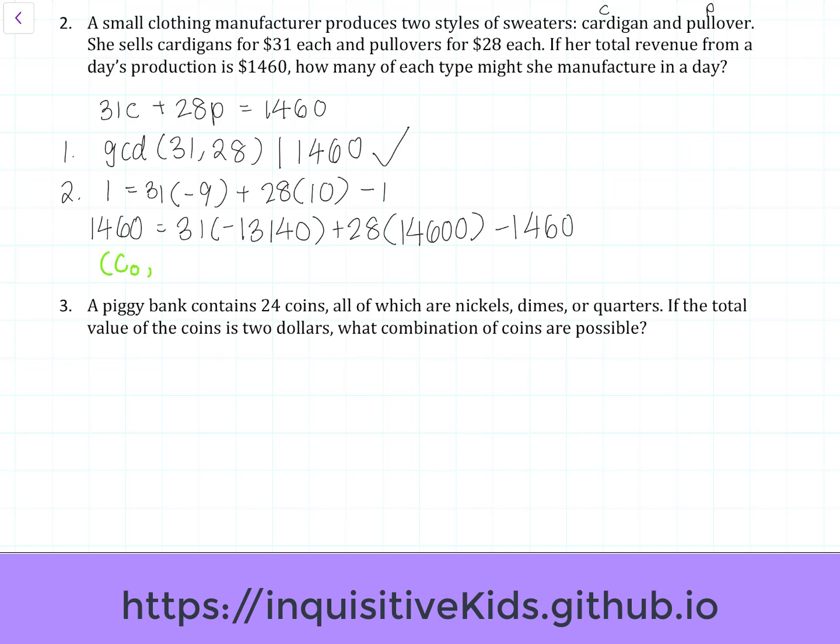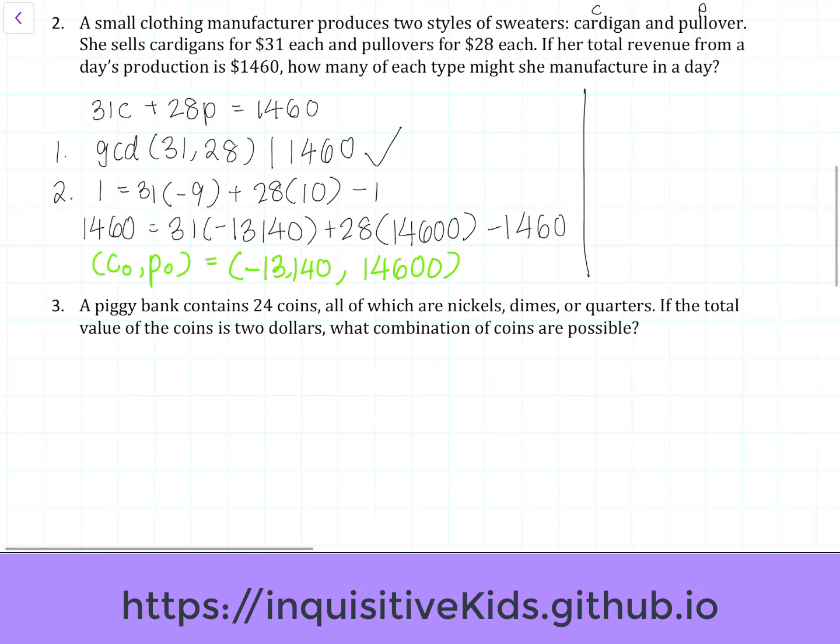C0 and P0, so the number of cardigans and pullovers she may sell in one day, is equal to negative 13,140, 14,600. But does this really make sense? She can't sell a negative number of cardigans in one day. So we have to use the general solution and then use that general solution to find another more specific solution that makes sense. So now we have to use the general solution.